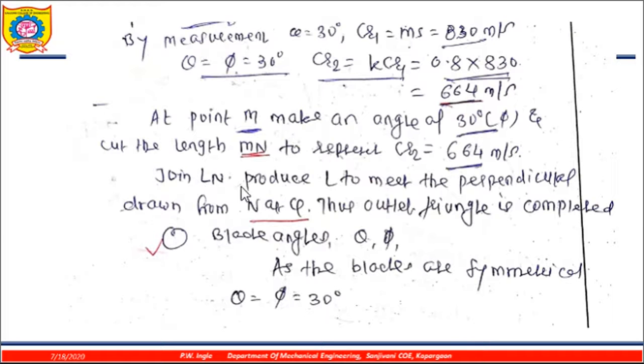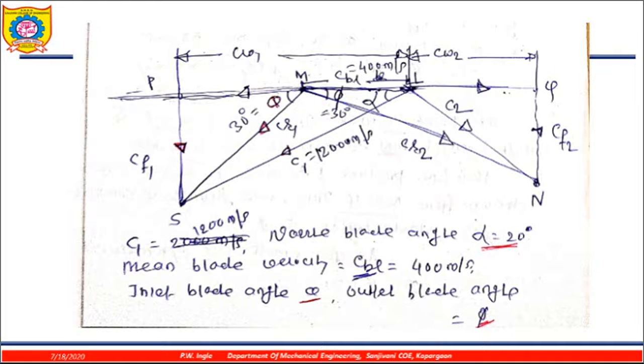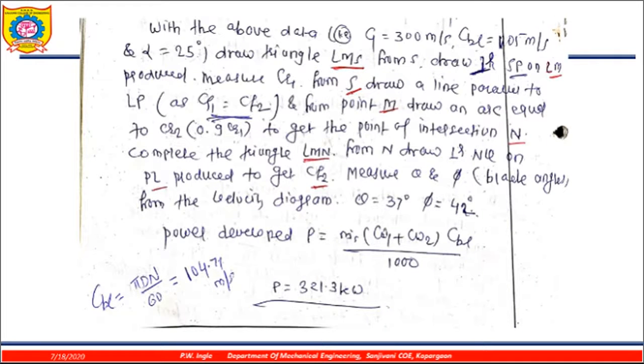Next, join LN. Then drop the perpendicular and produce this line, which will meet at Q. This completes the outlet velocity triangle. So the angle theta is 30.